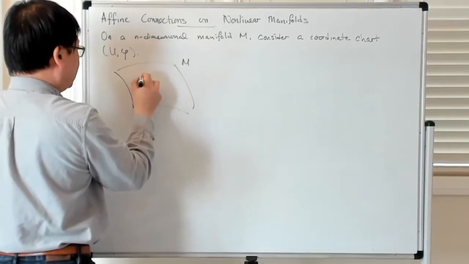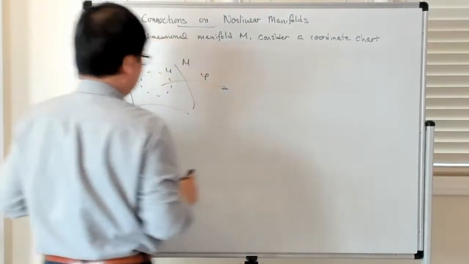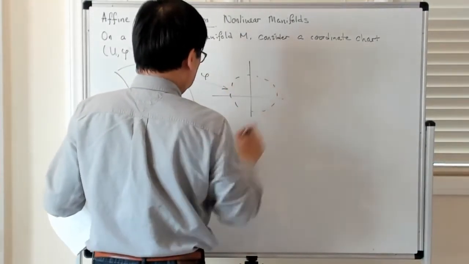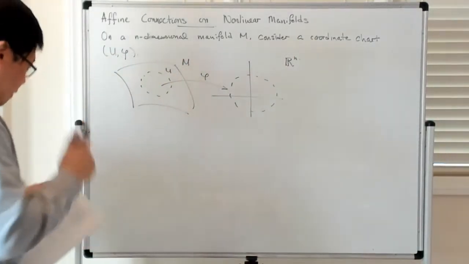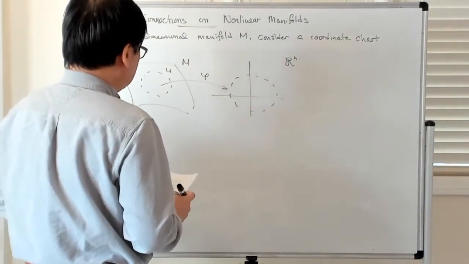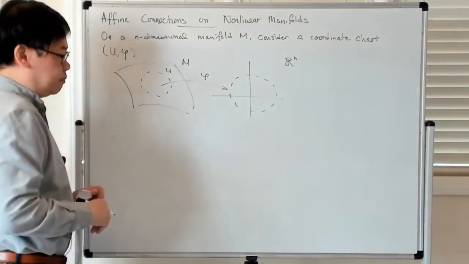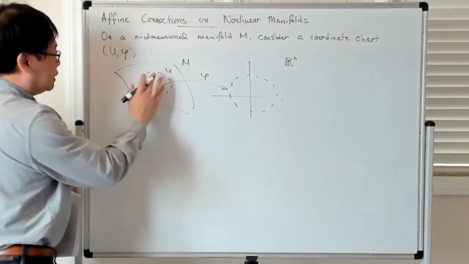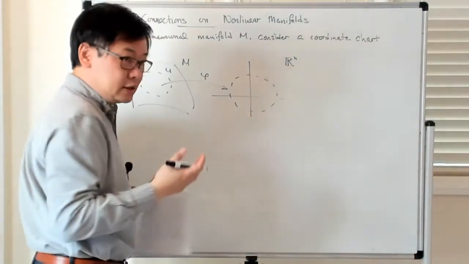You have a manifold M, you have an open set U, you have a map phi to some open set in Rn. So what you need is a basis for the tangent space to M with a base point in U. And we've seen this time and again.